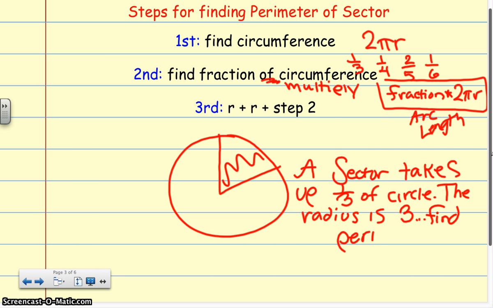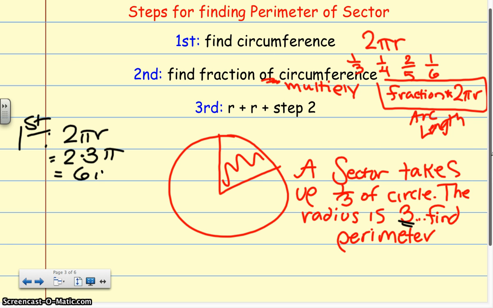So I'm just going to work with the steps that I gave you. The first thing I want to do is find my normal circumference. So my circumference is equal to 2 pi r. The radius that I am given is 3. So this turns into 2 times 3 times pi. Again, multiplication is commutative, so I can flip numbers around. This turns into 6 pi. And I'm just going to leave it as 6 pi for right now.